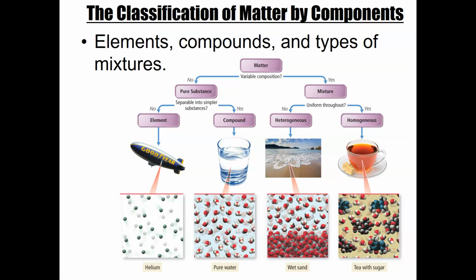If you printed the glue-ins for your notes, you'll have a little chart like this that you can glue in. I like looking at this as a flow chart. I think it's helpful. We go from matter into pure substance or mixture. Mixture is either heterogeneous or homogeneous. Pure substances, either elements or compounds. This should really not say compound, by the way. This really should say molecule.